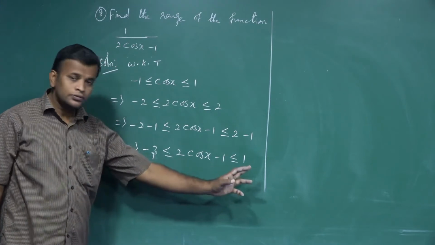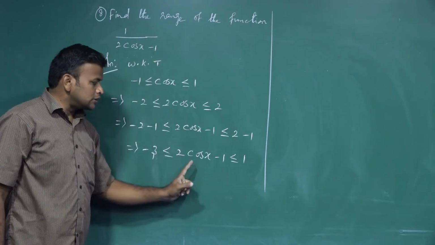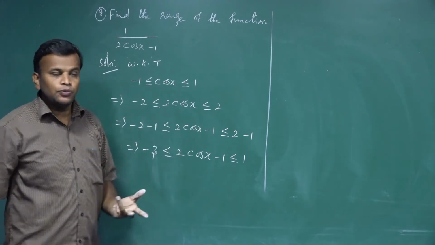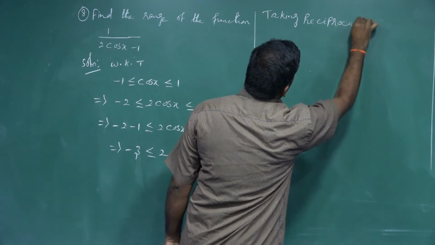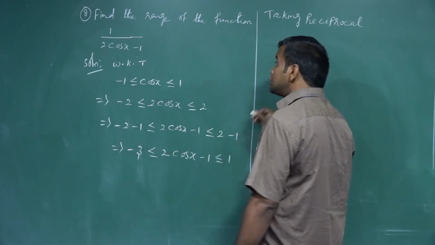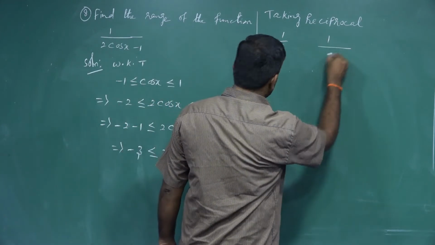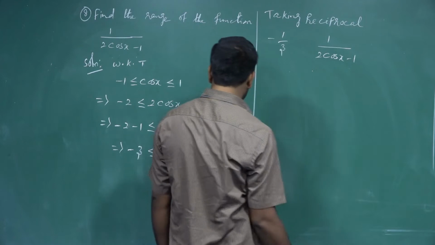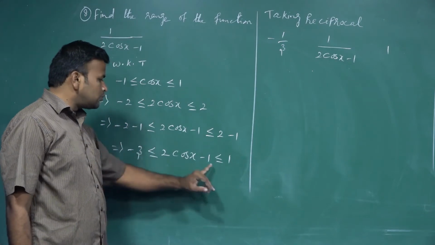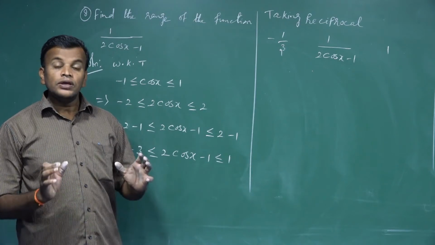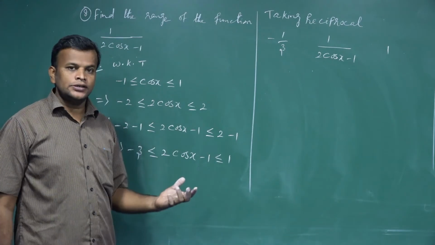Okay, is it our given sum? No, it is not our given sum, because that term lies in the denominator, but here the term lies in the numerator. So the next step is taking the reciprocal. The reciprocal of minus 3 is minus 1 by 3. The reciprocal of 2 cos x minus 1 is 1 divided by 2 cos x minus 1. And the reciprocal of 1 is 1. Then what changes for the inequality symbol? Do we keep the symbol as it is? No, we interchange the symbol also. If it is less than, we put greater than. If it is greater than, we put less than. I'll give an example.